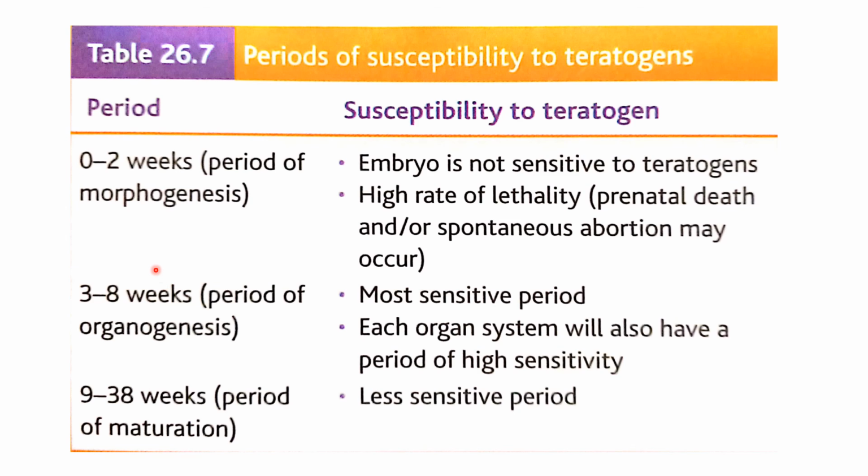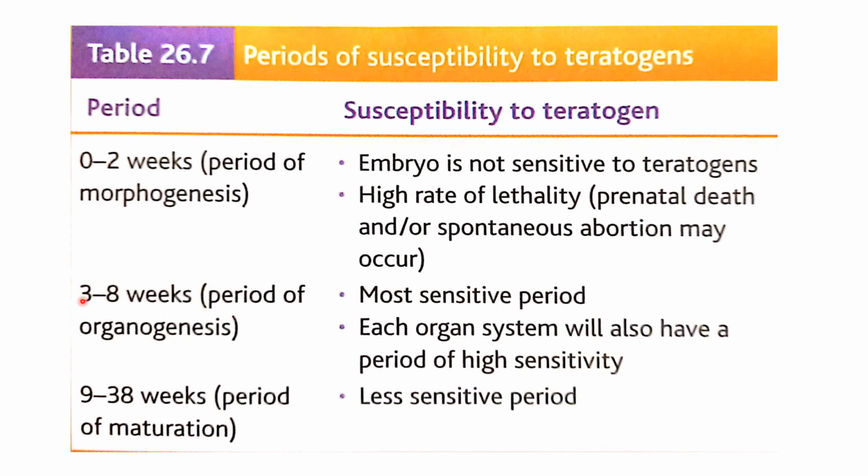Now we should know the susceptible period of pregnancy for teratogenesis. The initial 0 to 2 weeks of pregnancy, we call the period of morphogenesis. During this period, if some abnormality develops, then a spontaneous abortion may occur. So there is no question that a baby will be born with anomalies.